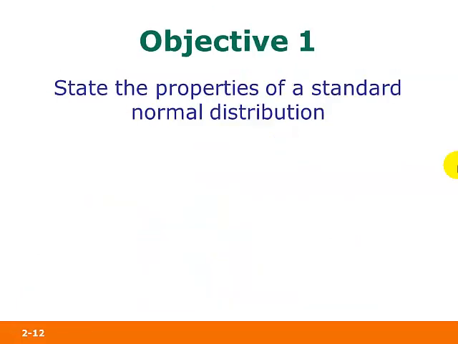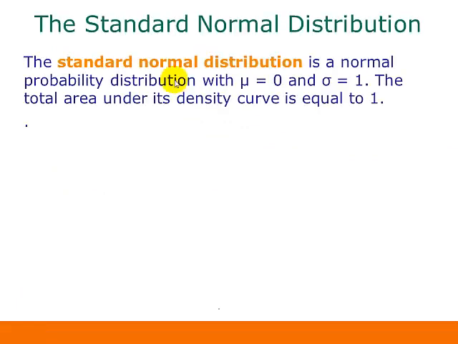So first we're going to state the properties of a standard normal distribution. The standard normal distribution is a normal probability distribution with the mean mu equal to 0 and the standard deviation sigma equal to 1. The total area under its density curve is equal to 1. And again, that's true for any continuous probability distribution.